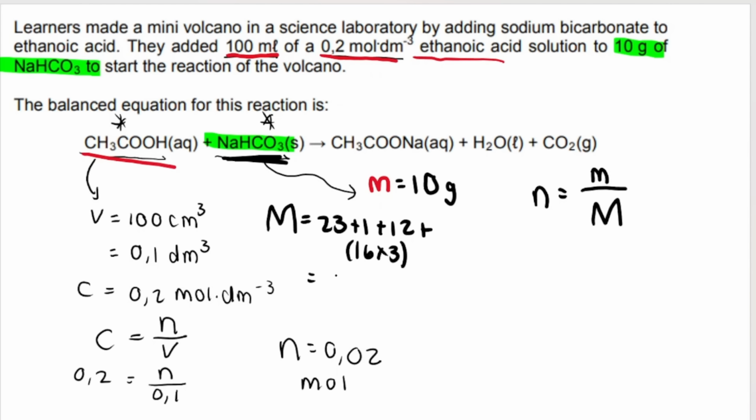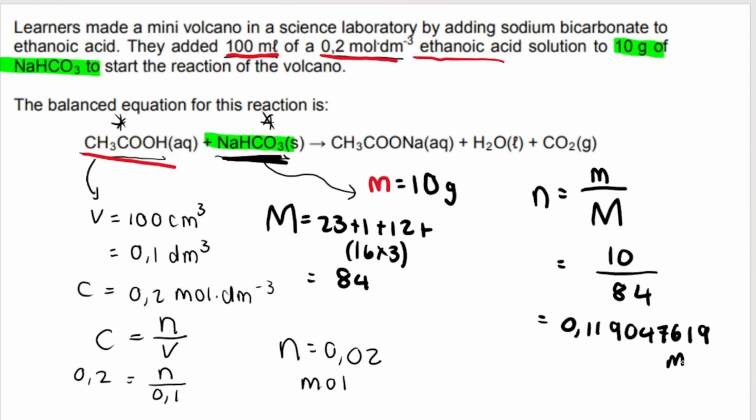And we get 84 grams per mole. So therefore, the number of moles of sodium bicarbonate is 10 grams given in the question, divided by 84. We work that out and we get 0.119047619 moles. Now, you can leave that as a fraction, which is 5 over 42.